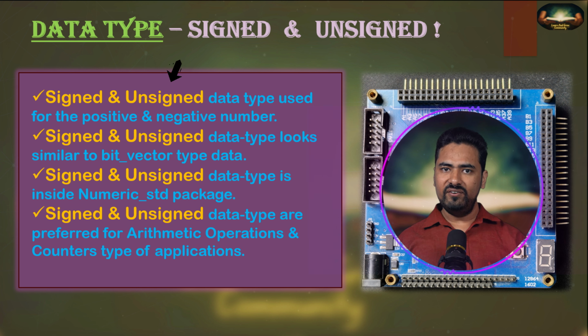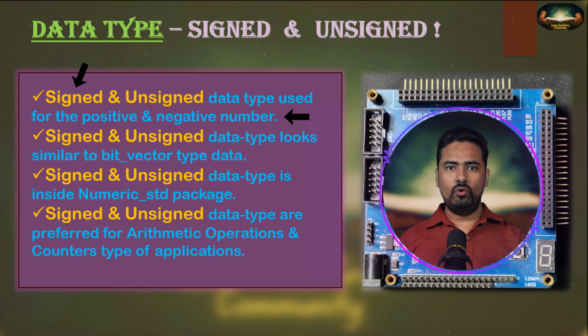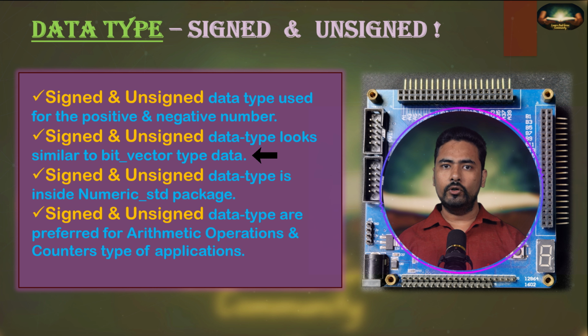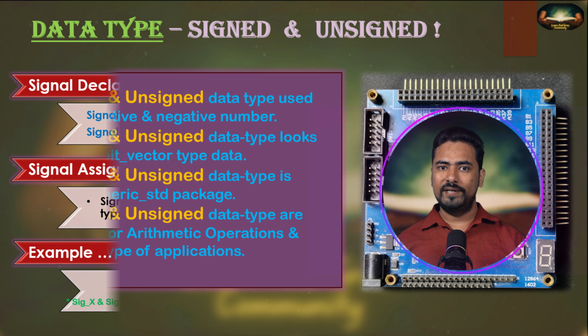So an unsigned value represents any non-negative numbers, which also includes 0 as value. For example, a counter. On the other hand, signed values can have both positive and negative numbers, which makes it suitable for the calculations which involve positive or negative numbers. To work with these data types, you will need to include the numeric_std package in your VHDL code. Whenever your design involves mathematical operations, signed and unsigned data types should be your preferred choice.